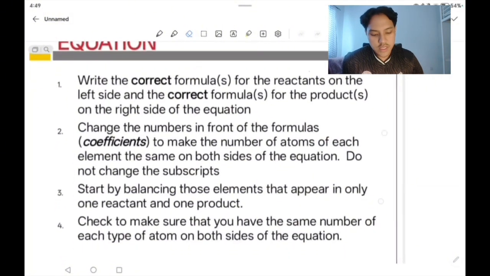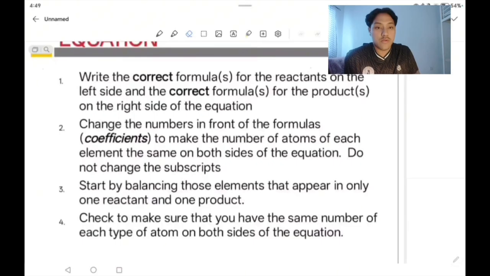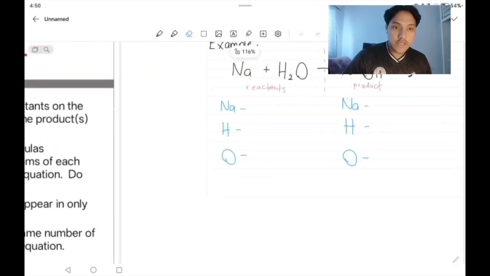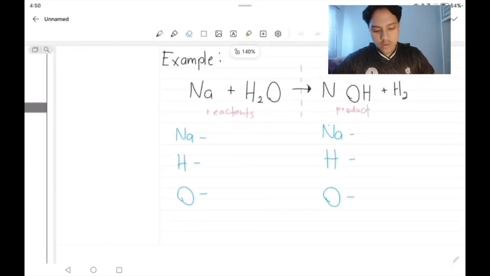Number 2, change the number in front of the formula, which is the coefficient, to make the number of atoms of each element the same on both sides of the equation. Do not change the subscript. Okay, so let's differentiate the coefficient and the subscript. The subscript is this little number after the element, like in H2O. So the subscript number for H is 2.